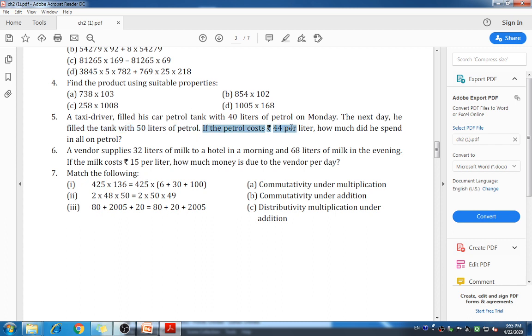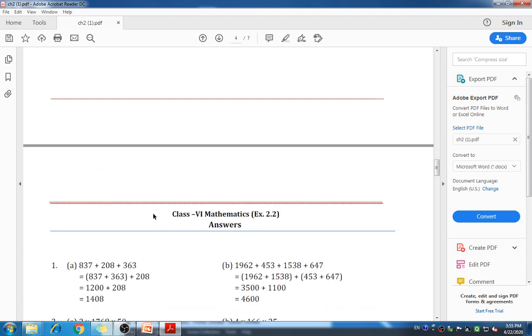If the petrol costs rupees 44 per liter, then how much did he spend in all on petrol? That means now we have to find the total cost of 90 liters, as they give us the cost of petrol as 44 rupees per liter. That means we have to find the value of many from the given per liter value, from the 1. That means we have to do the multiplication process. Look here at how we can solve this.